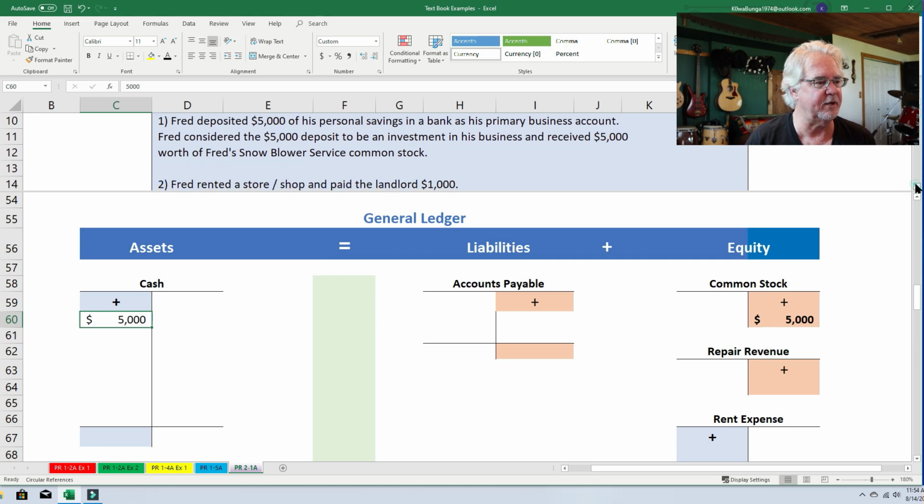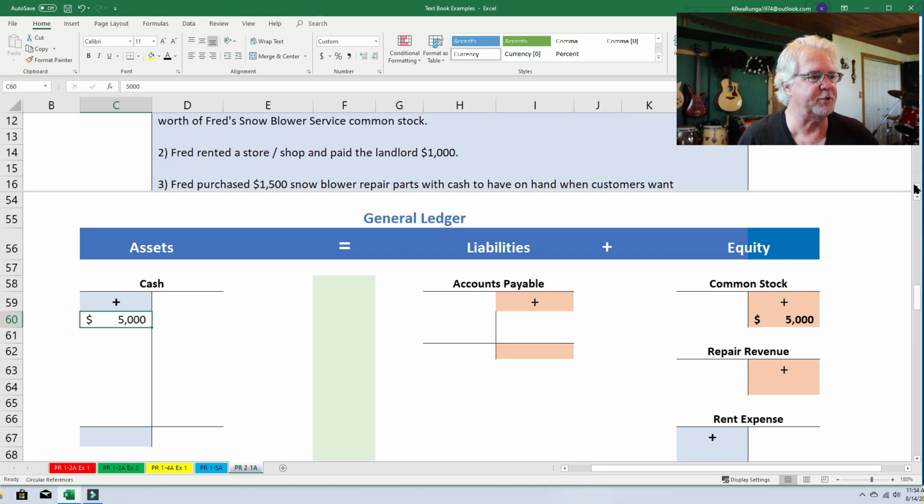So coming down here to the next transaction. Transaction number 2, Fred rented a store or shop and paid the landlord $1,000. Now money's not coming in, so I'm not going to put it on the plus side of cash, but what I'm going to do is put it on the other side. There we go. So Fred spent $1,000. So a good way to look at this cash account: on the left-hand side, where the plus is, this is money coming in. On the right-hand side, that's money going out. So I've got something on the right-hand side here. I need to have something on the left side over here.